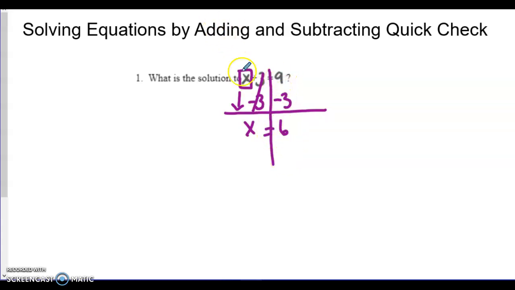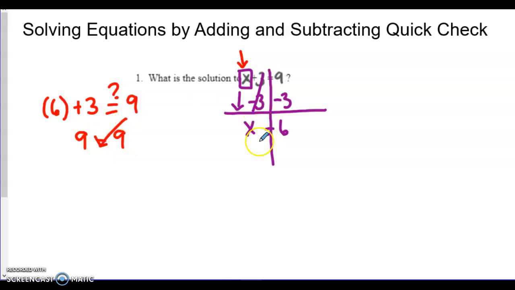So this is what I think my solution is. Now, just to make sure, I'm going to go back and substitute it into the original equation. So instead of writing x, I'm going to write 6 plus 3, and I'm going to ask myself, does that equal 9? Well, 6 plus 3 is 9, so it does work. That means that x equals 6 is my solution.